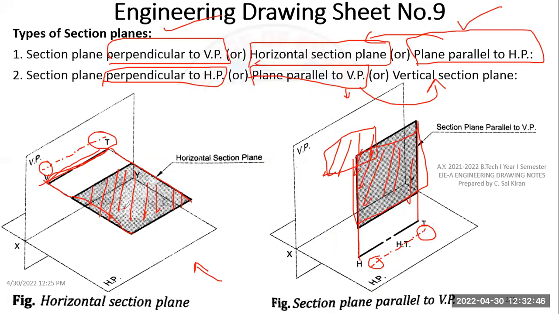And if it is a horizontal section plane, the line will be on VP, and suppose there is a shape here, for example a square at an angle of 30 degrees. For this one, I have to make a hatched portion. Remember one thing: for the horizontal section plane, the hatched portion will be on HP, and for the section plane parallel to VP, the hatched lines will be on VP and the line is on HP. Okay, so you have to remember these things in these sections of solids.